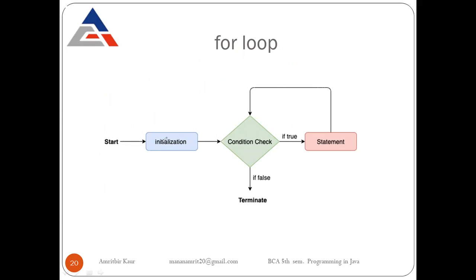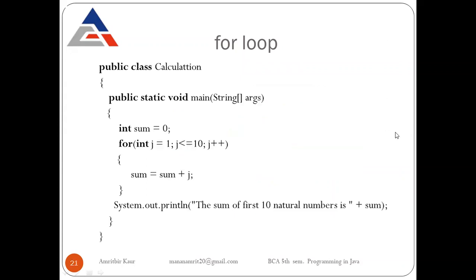So firstly we initialize, meaning we write i equals 1. Then we check a condition, i less than or equals to, like, 2. If the condition is true, then the statement will be executed. If the condition is false, the statement will not be executed, and our for loop will be terminated. Now let's discuss this with the help of an example.